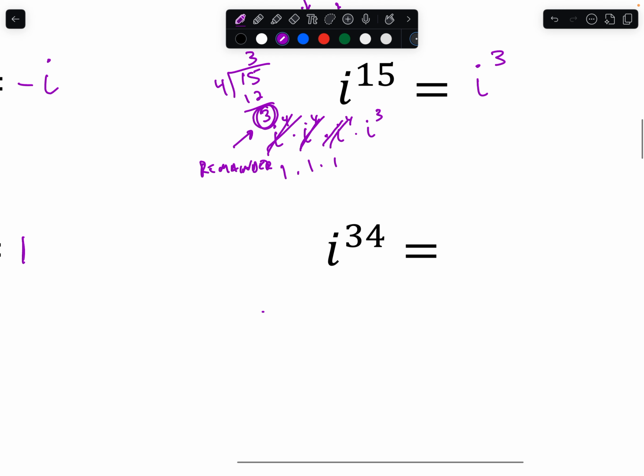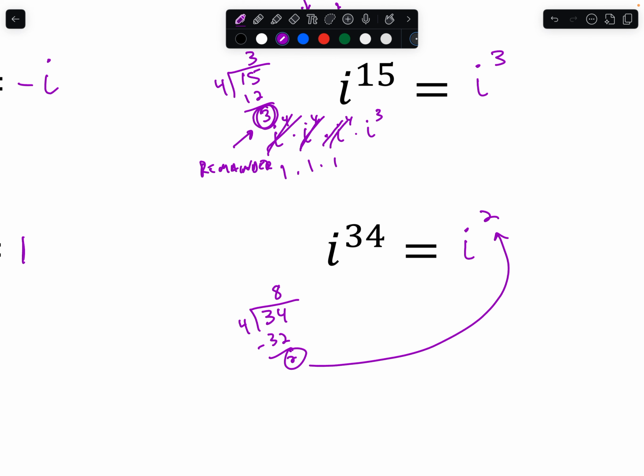So right here, if we do 34 and we divide it by 4, we're seeing how many sets of 4 are in 34. I'm going to say 8 times 4 is 32, and the remainder is 2. So this will equal i squared, because the remainder is how many i's are left. This is just saying there's 8 sets of i to the 4th, which just equal 1.